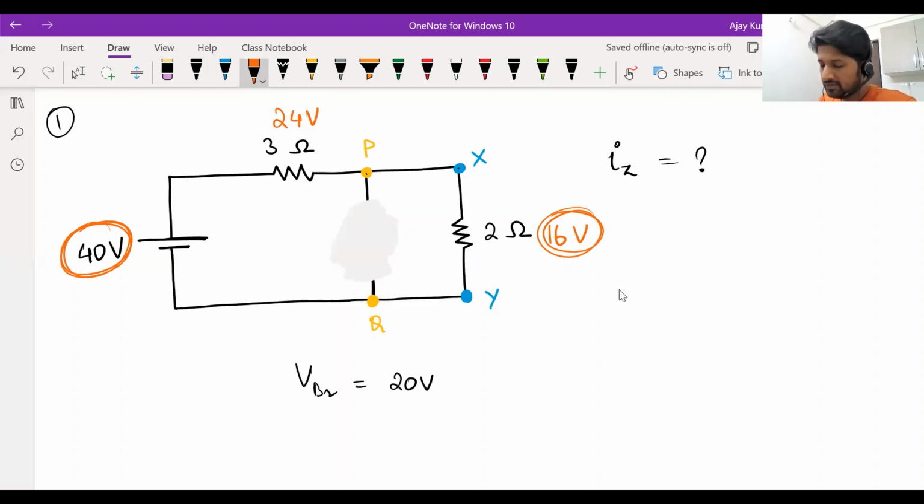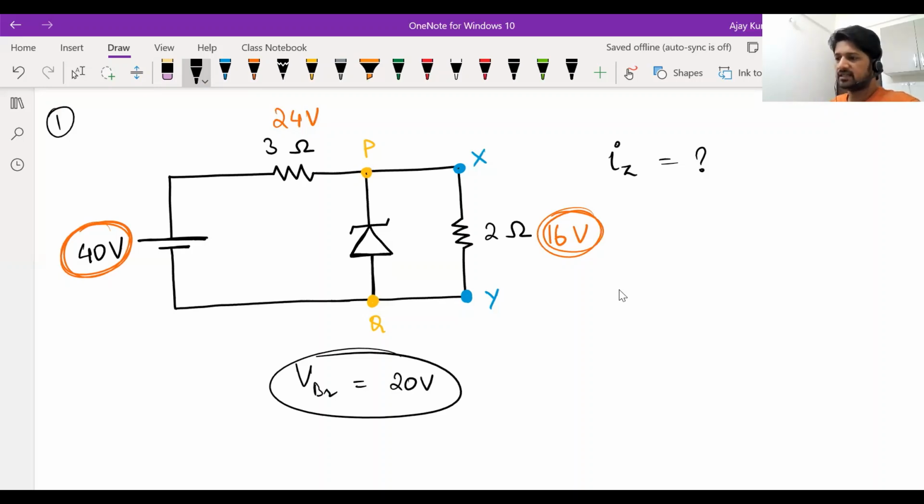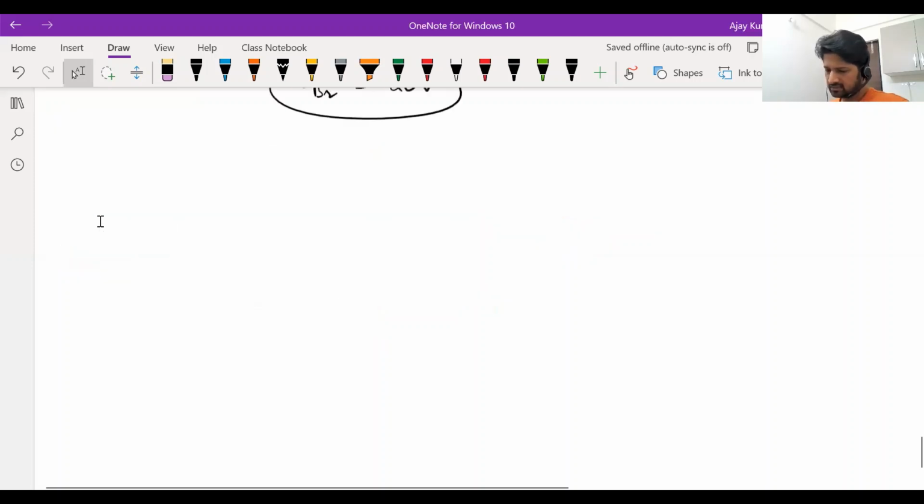Now, even if the Zener diode is present, the applied voltage is just 16 volts, which is not greater than its breakdown voltage. So the diode is reverse biased and the voltage is not more than the breakdown voltage. So the current through the diode will be negligible. In this case, the answer for IZ is 0. The voltage does not become more than the breakdown voltage. So that is how you are supposed to solve problems. Now let's try this problem.